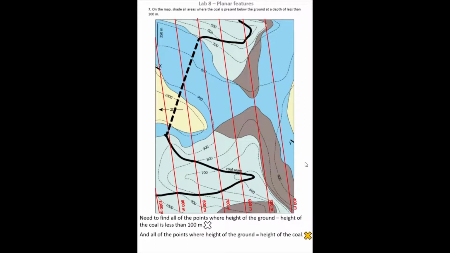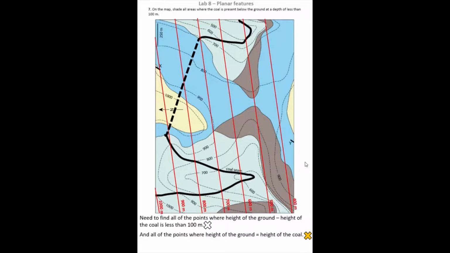Okay, this next question, I need to get our resource extraction heads on, I guess. This question is now asking us, on the map, shade all areas where the coal is present below the ground at a depth of less than 100 meters. So imagine the company is trying to extract this coal, and they can only make it economically possible if they only have to remove a maximum of 100 meters worth of rock.